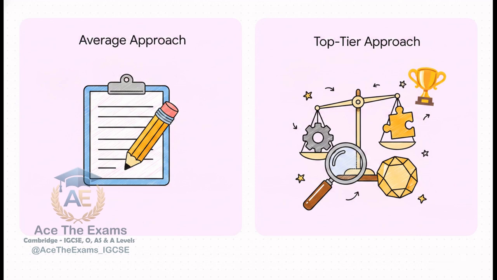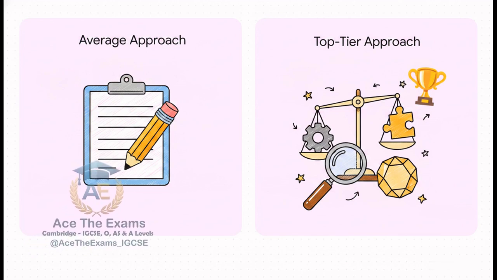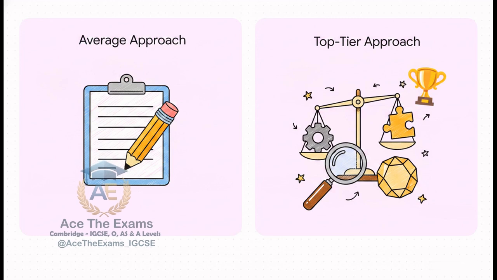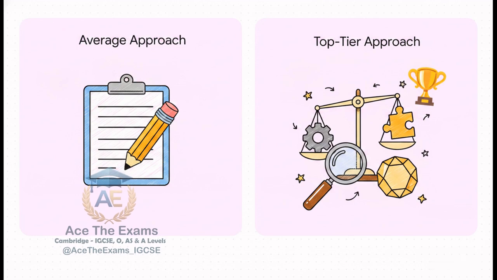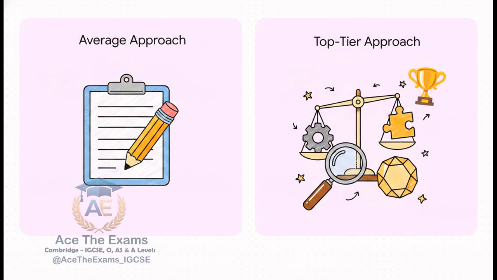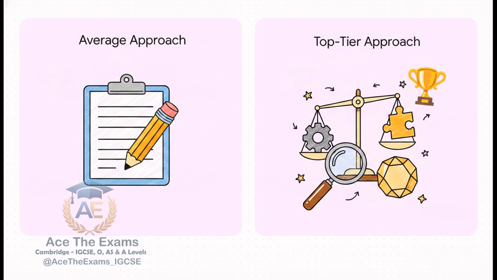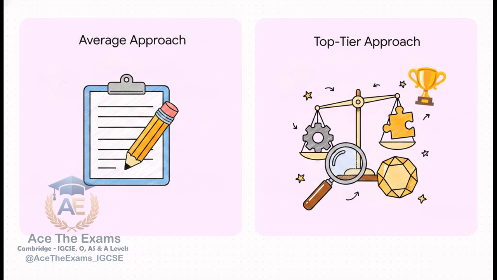On the right, we have evaluative candidates. A top-scoring student demonstrates evaluative thinking. They consider different angles, they weigh alternatives, they even question the assumptions made in the prompt itself. And most importantly, they justify their decisions with hard evidence. You don't just want to tell the examiner what a piece of system software does, you need to evaluate how well it does it compared to the other options.